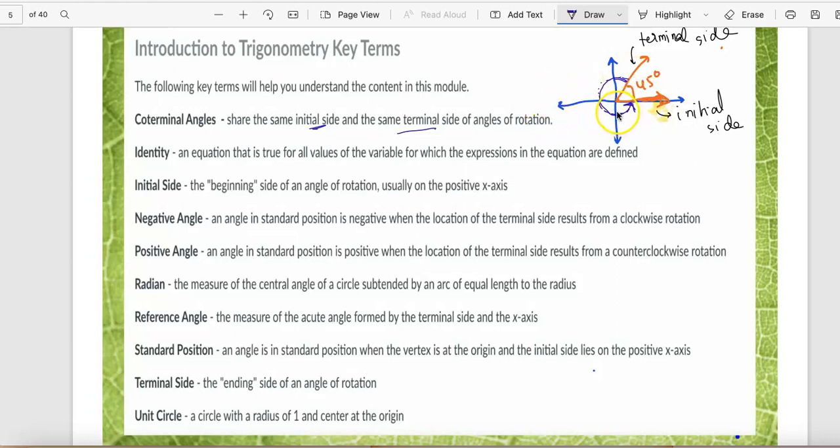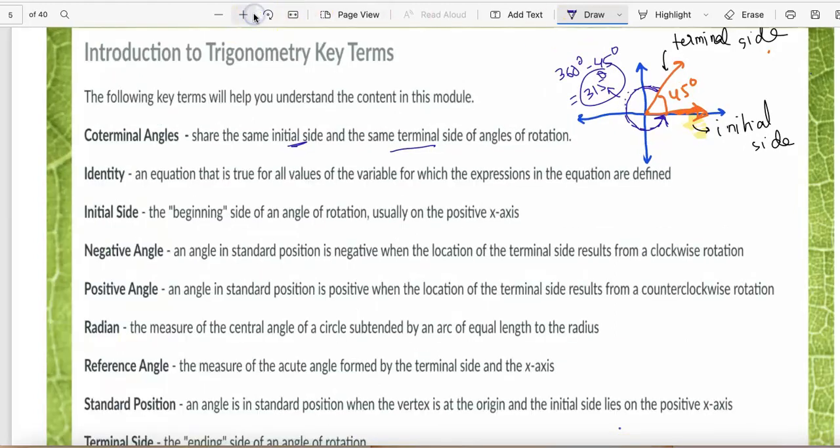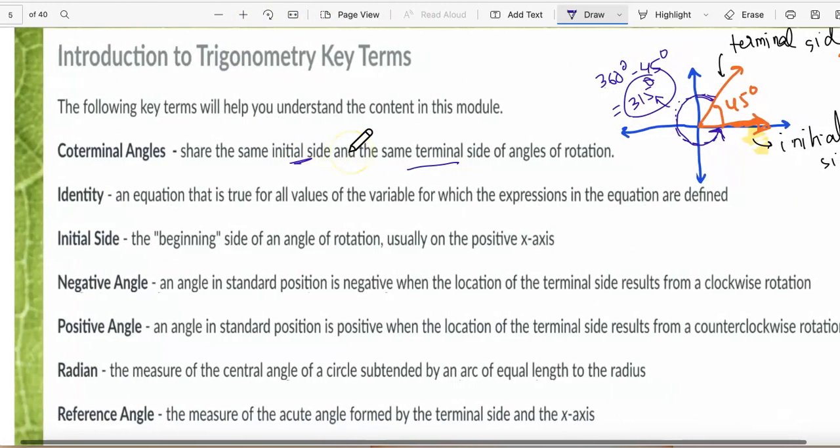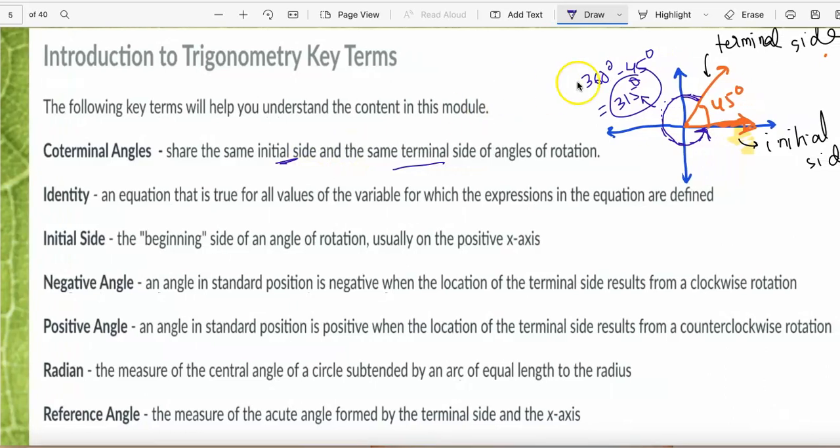Now the next step is how we will find the value of this angle. You all know that one complete rotation is 360 degrees. So to find this angle, from 360 degrees I will subtract my 45. So my answer is 315 degrees. Please pardon my handwriting. So this is my 315 degrees, and this is my coterminal angle.